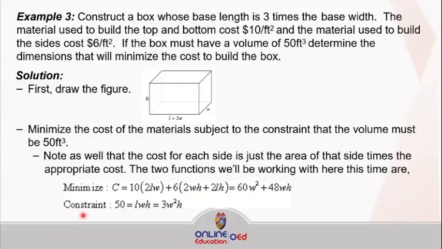And for our constraints, the formula for this is the length times width times height, which is equivalent to 50, which is our volume again. Then we simplify, we have the 3W squared H, which is also based on our given.